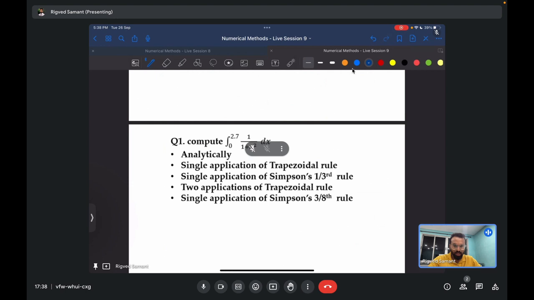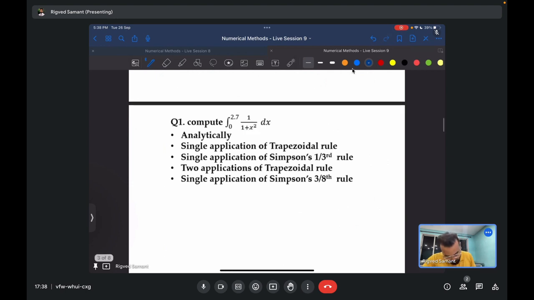So the first numerical is: compute the integration I. This is your integral from 0 to 2.7 of 1 divided by 1 plus x square, analytically. Then by a single application of the trapezoidal rule, then by a single application of Simpson's 1/3 rule, then by two applications of the trapezoidal rule, and then by a single application of the 3/8 rule.